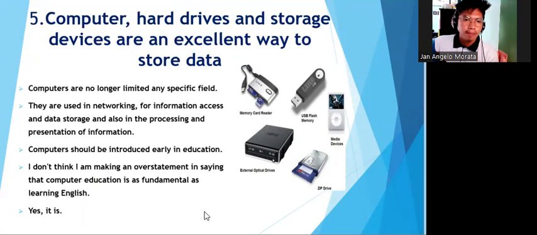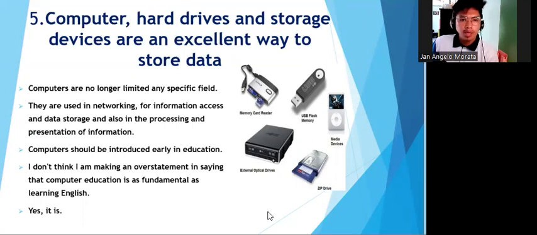Okay? As times go by, nag-upgrade din ng ating technological tools. So that's why as early as possible, i-introduce na natin ito sa ating mga students. So because it is very essential na. Hindi na siya wants, need na talaga siya.